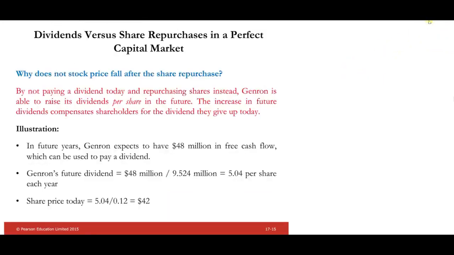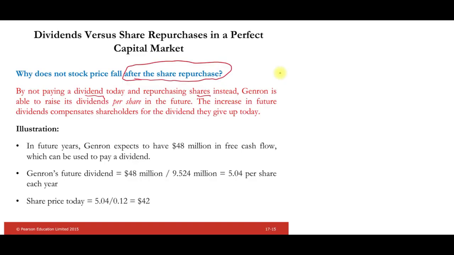Okay, this story is different. So why would someone prefer share repurchase? The question is, why does the stock price not fall after share repurchase? Of course, this is a question that comes to our mind: 42 is not changing, so what is the point of share repurchase? First of all, you need to understand that when the company is not paying dividends and repurchases shares instead, the company is able to raise its dividend per share in the future.